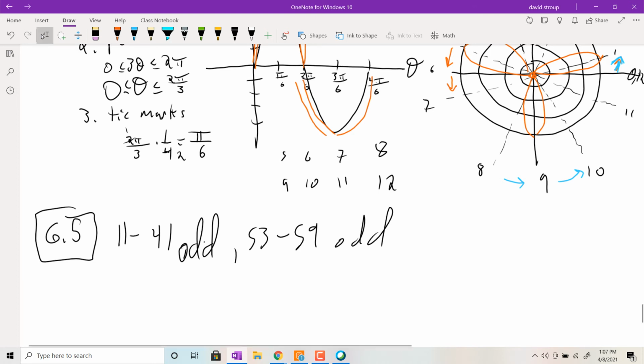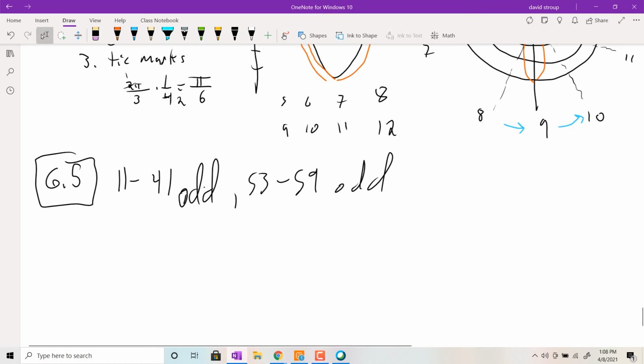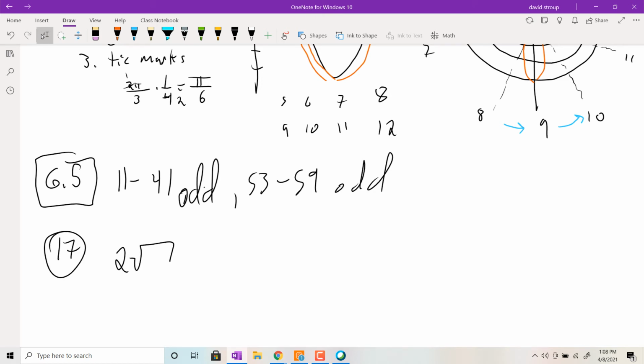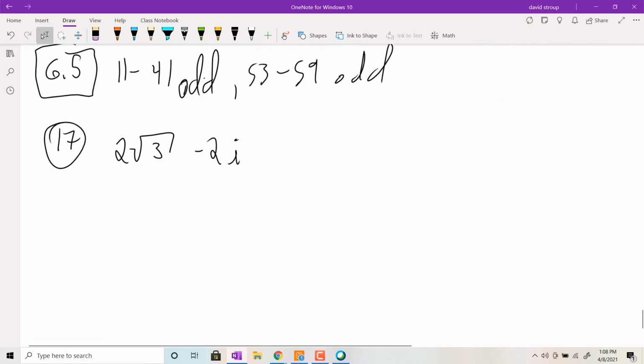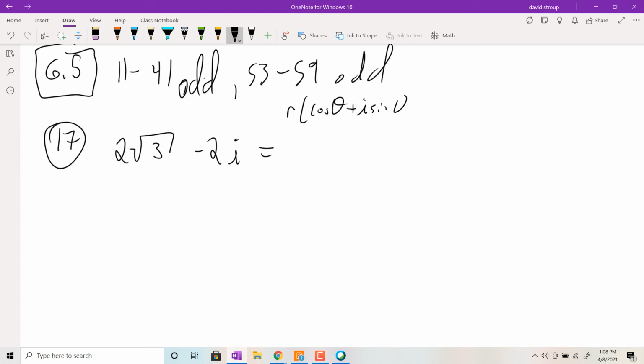Okay, so 11 to 41 odd, 53 to 59 odd, and the first type of problems I'll be thinking of will be like converting to polar form from the traditional rectangular form, like number 17. So here is a rectangular form, and I'm going to need to plot it, and then that will turn into the form r times cosine theta plus i sine theta.